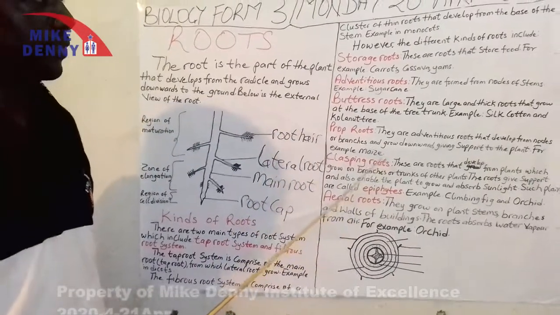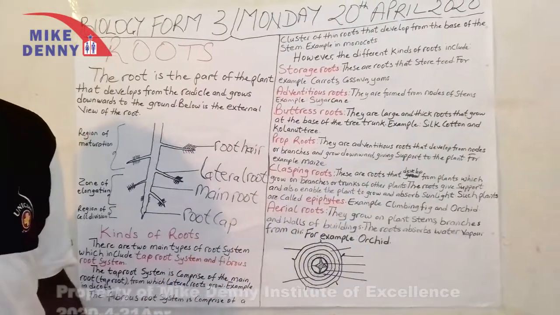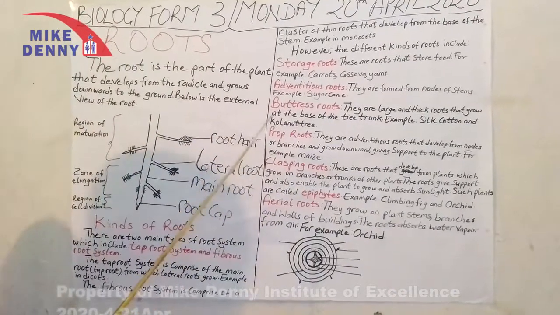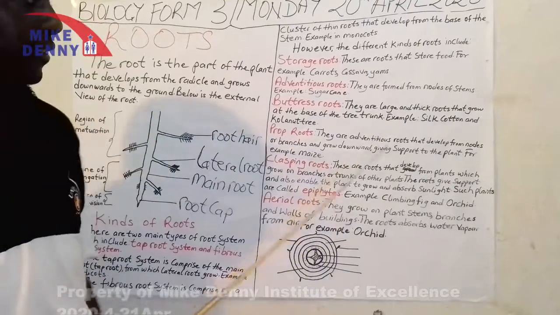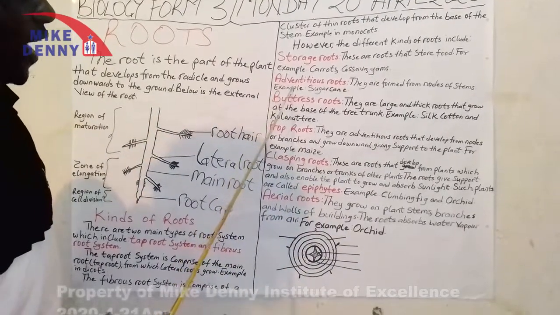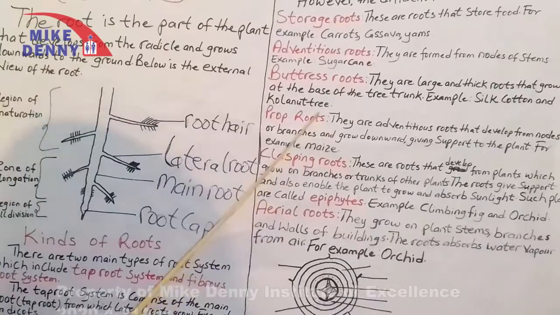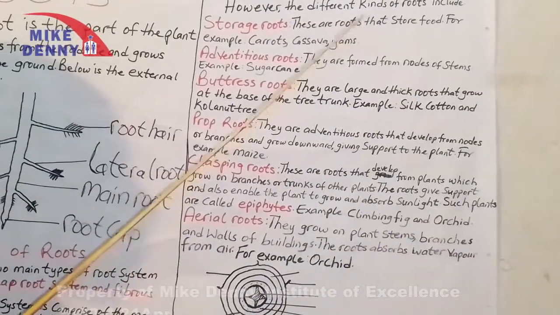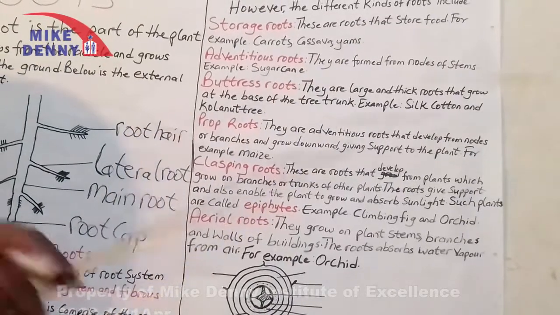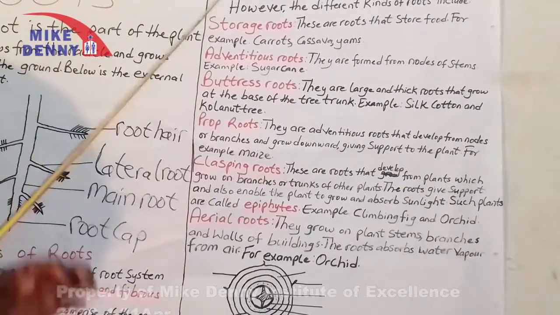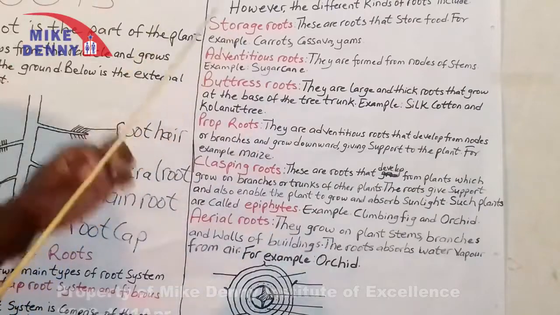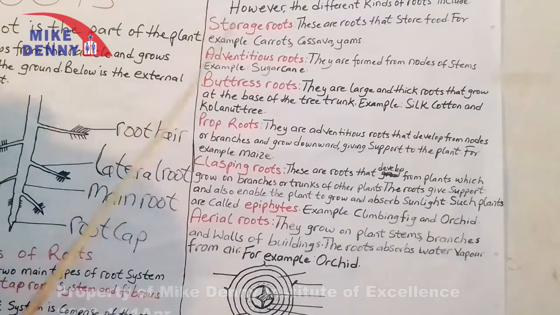Storage roots. It's simple. We say these are roots that do what? Store food. We just give some examples here: carrot, cassava, yams. We have adventitious roots. We say these are roots that are formed from nodes. Take note, there are some plants that when the stem is growing, it develops nodes. A good example, sugarcane. If you have seen a sugarcane plant growing, you discover that from those nodes, at times roots develop from there.